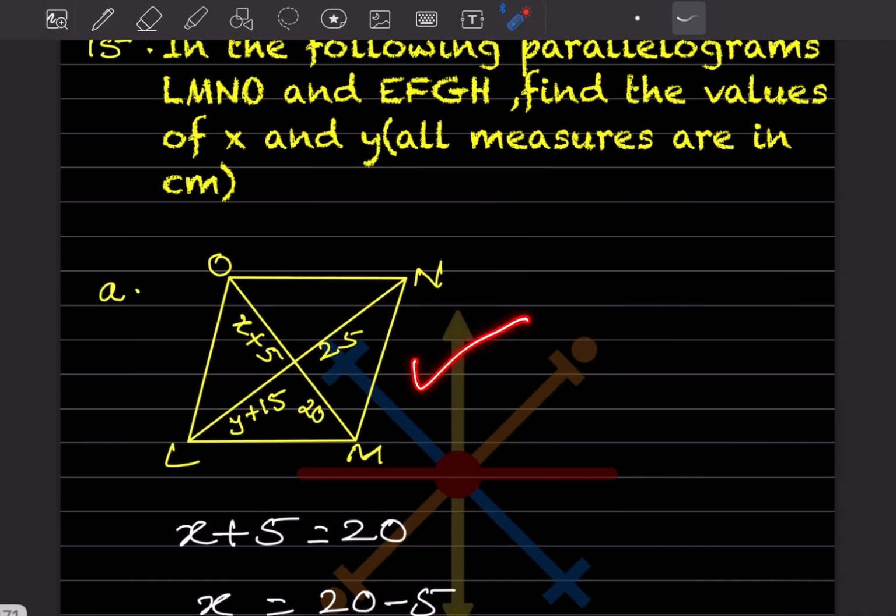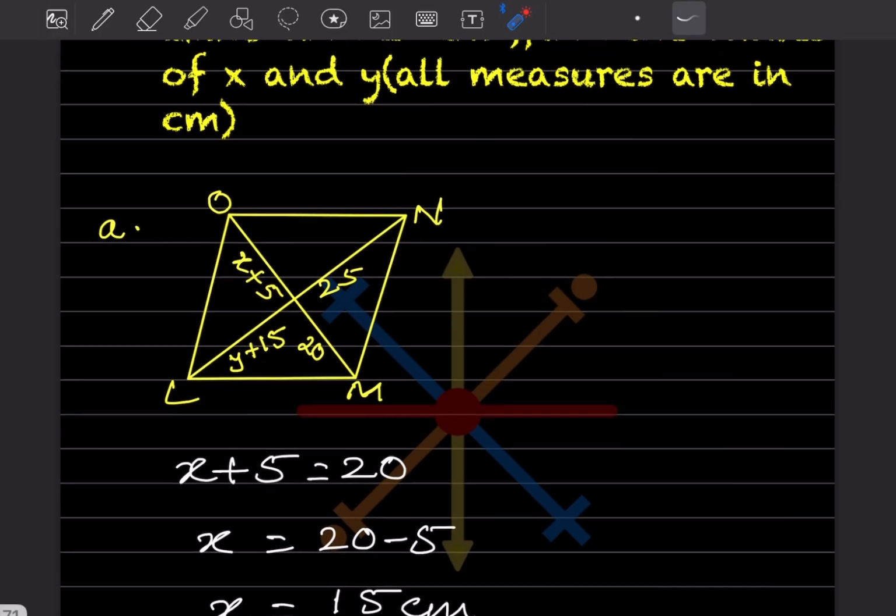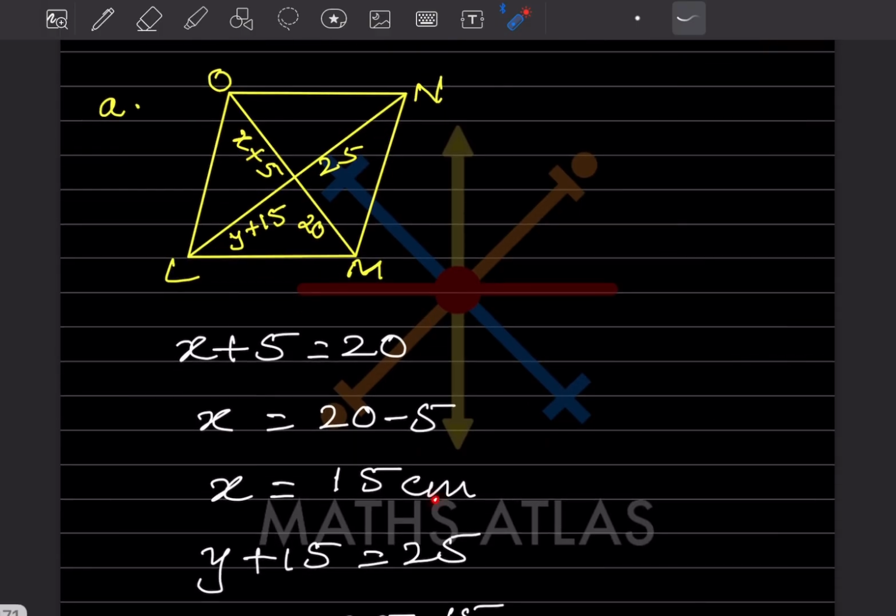So this is the figure given. So now this is a parallelogram. So that means now these are the diagonals of it. So this should be equal to this one. So x plus 5 is 20. So x will be 20. This will go here. That will be 20 minus 5. So x will be 15 centimeter.